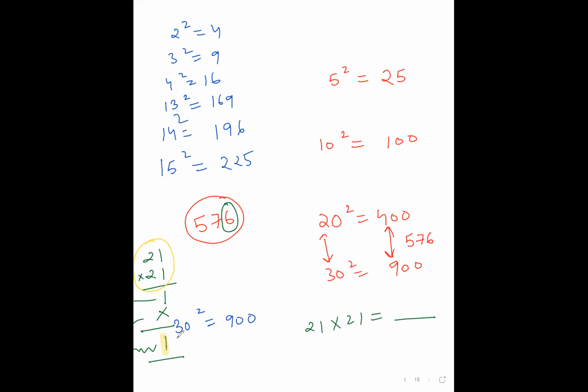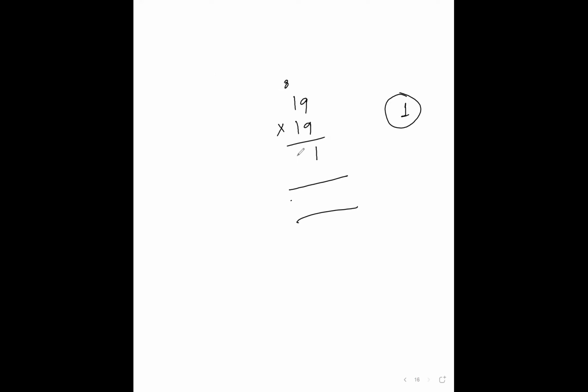Bache, the last digit of 21 multiplied by 21, what is it? 1. Because 1 into 1 is 1. Similarly, multiply 19 with 19, and the last digit is going to be 1. Do it. Tell me the final answer. 361. Last digit is 1, right?